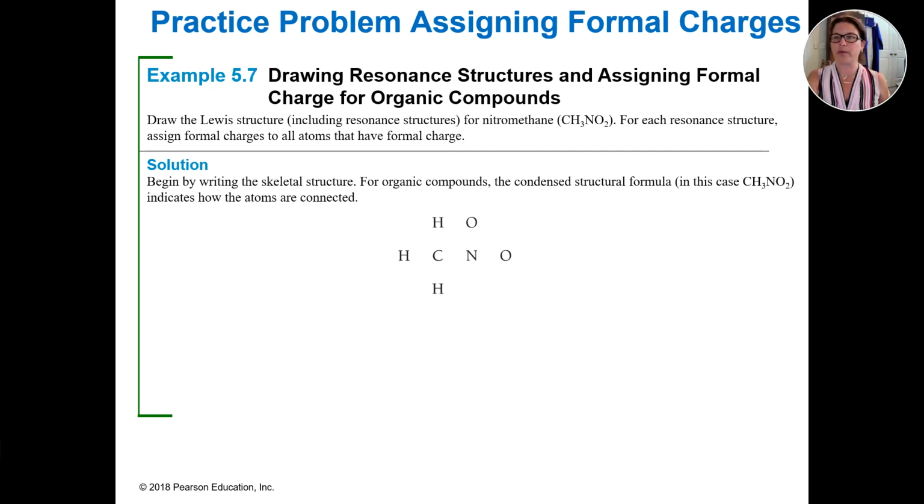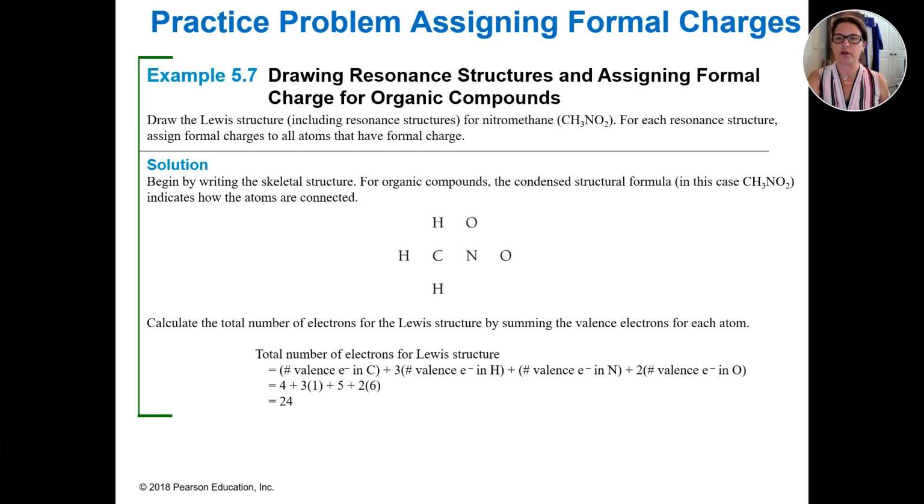I recommend going through the next example on your own and making sure you can do this.